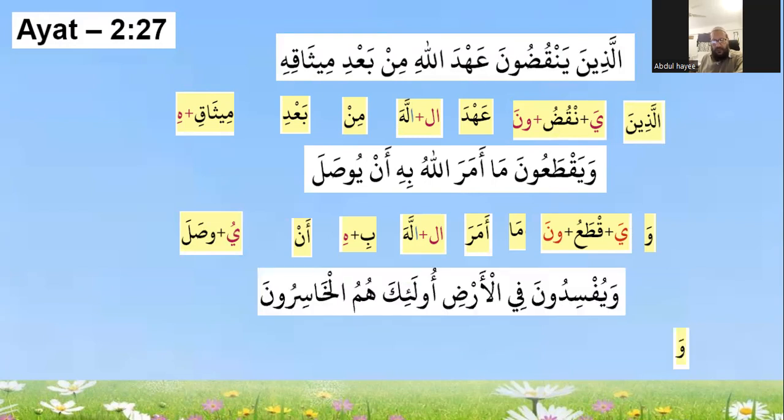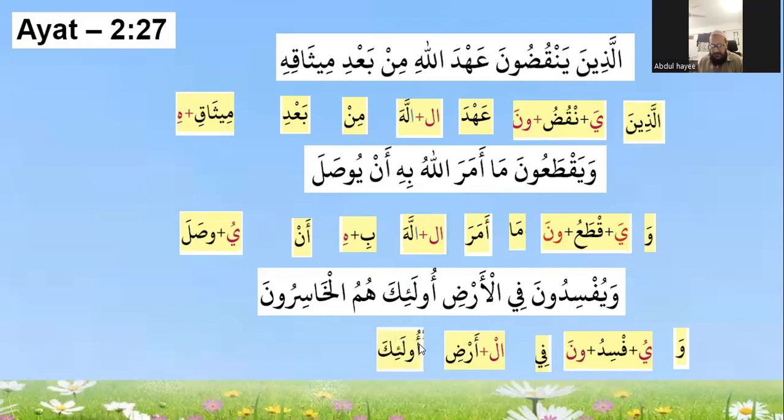So ba is separate. Yufsiduna. Please break the word yufsiduna. Wa is separate. Yes. Ya is the sign of mudari, the root is fasada. Fi is a word, al is a word, ulaika al khasirun.